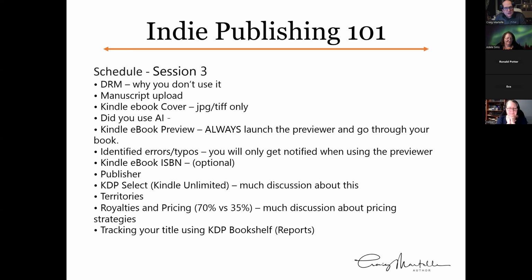What are we going to talk about today? First item on the second page of the upload, which is labeled content on Amazon, is the DRM, Digital Rights Management. Then we'll talk about a manuscript upload, Kindle ebook cover, whether you make one yourself or you upload one. Do you use AI, and what do those terms mean when you click yes, no, indifferent? Kindle ebook preview, I would suggest you always use the preview, and we'll take a look at that. Identified errors and typos that it thinks it finds in your books. Where do you see that? How do you fix it? Kindle ebook ISBN, do you want that? Publisher, who is the publisher?